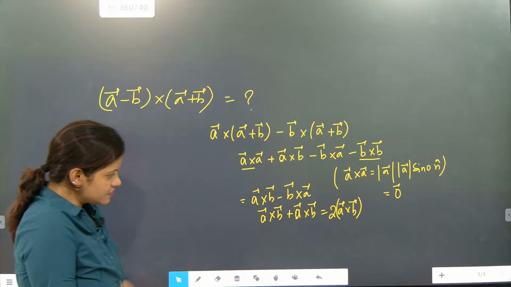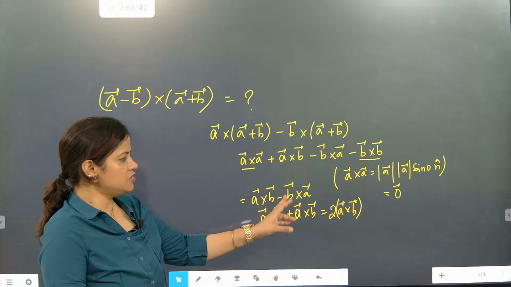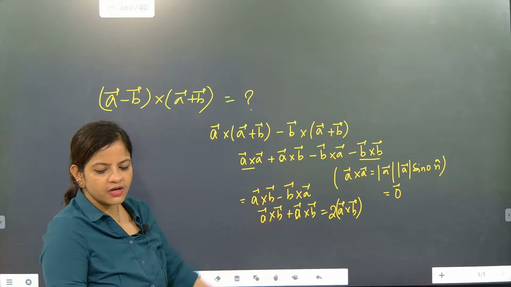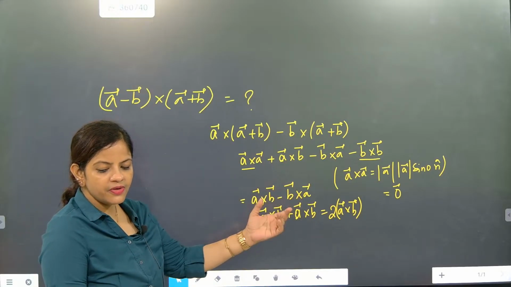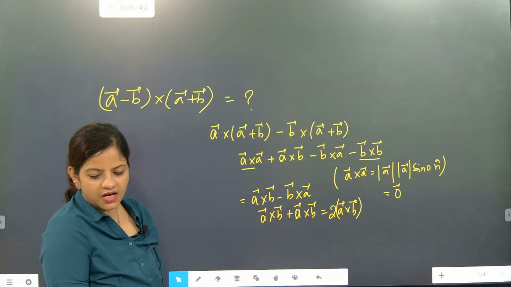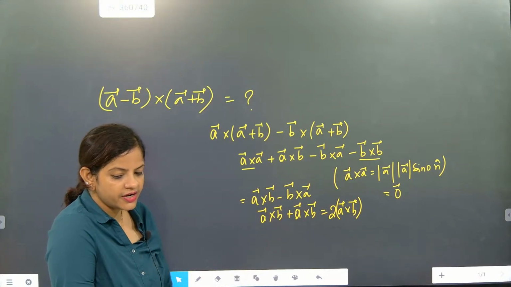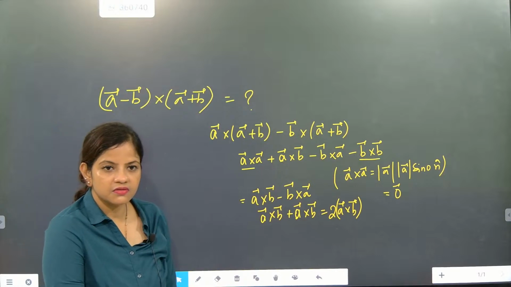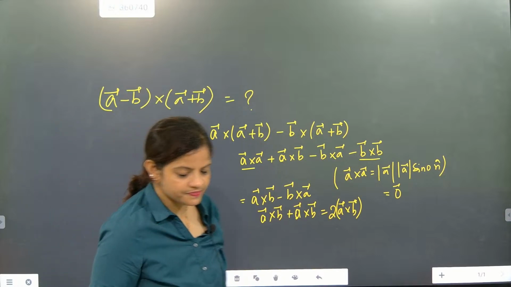How can you cancel it? Understood. So A cross B is there, and minus is there. The moment it reverts, B cross A will become A cross B. It cannot be cancelled. In dot product, you can think of all these types of magic, unwanted things. Here it is very, very technical, so you can't do like that. Got it? So note down this one.